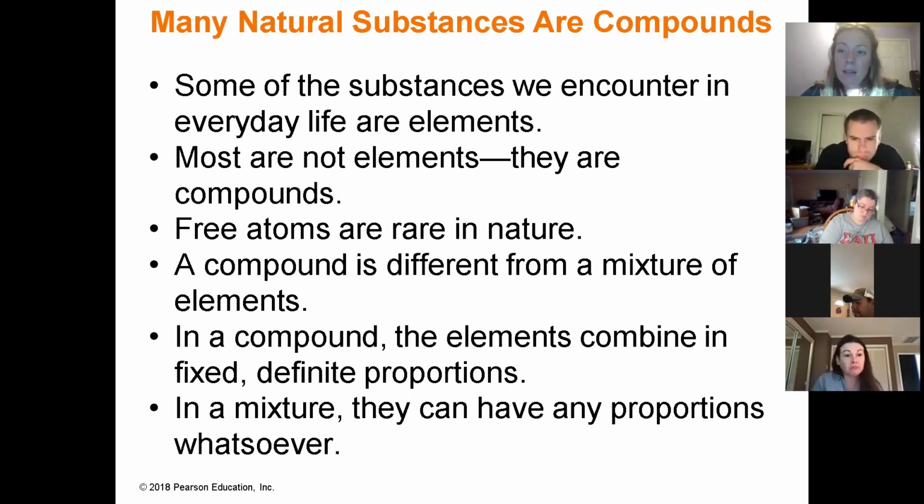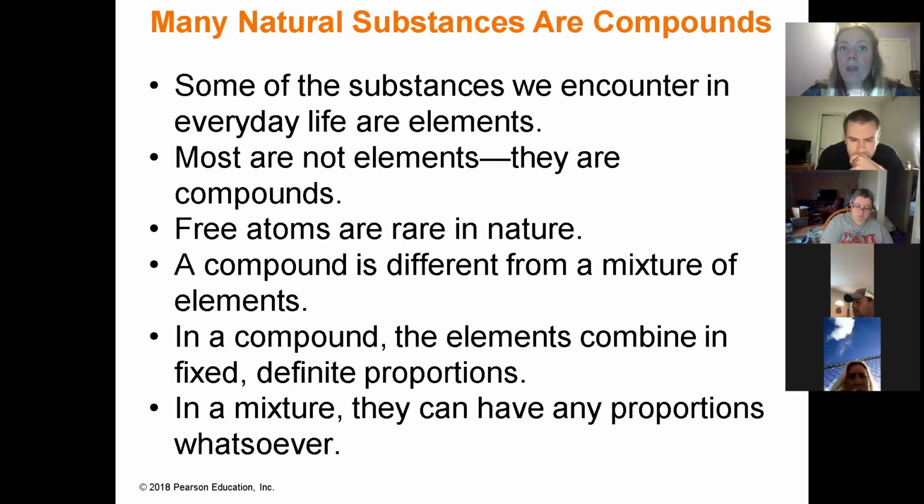Because most of the elements on the periodic chart are relatively unstable. They don't have a full electron configuration or a full outermost electron shell. So they like to combine with other things to create stability. When they combine with other things, you get a compound.